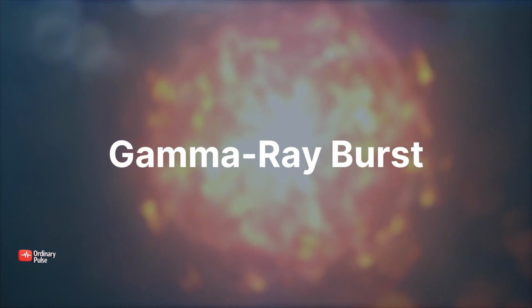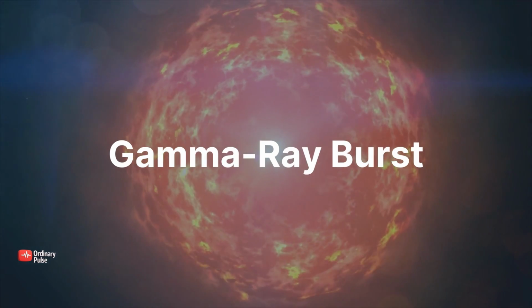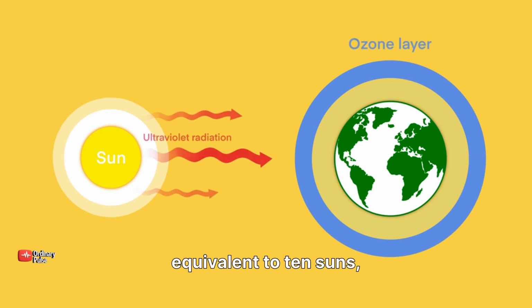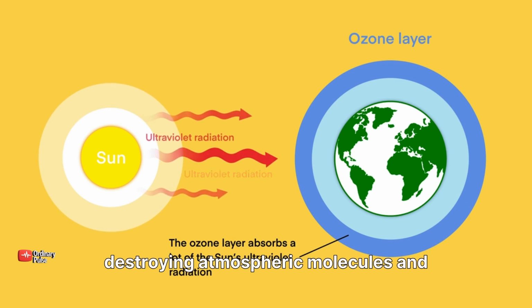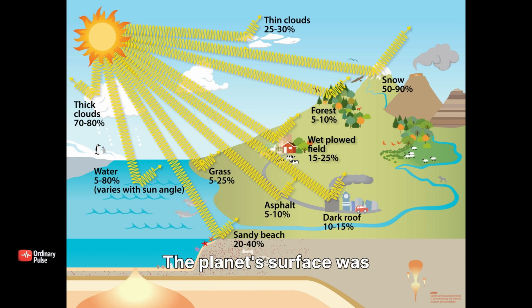A nearby star went supernova, releasing a massive gamma-ray burst that reached Earth within 10 seconds. This burst delivered energy equivalent to 10 suns, destroying atmospheric molecules and damaging the ozone layer by 30%. The planet's surface was exposed to devastating ultraviolet radiation, initiating a catastrophic chain of events.